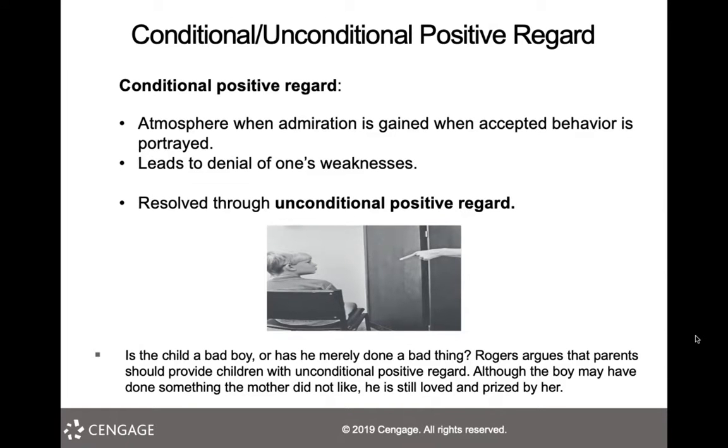Okay, so what is conditional positive regard? When, let's say, your caregivers have provided an atmosphere where admiration is gained only when accepted behavior is portrayed. So when a kid is behaving good, the parent admires the kid. When the kid is behaving bad, the parent does not admire the child. The parent reprimands the child or says, "You're a bad kid. This is not good. This is not a nice thing to do." And what that type of parenting does is that it leads the kid to deny their own weaknesses.